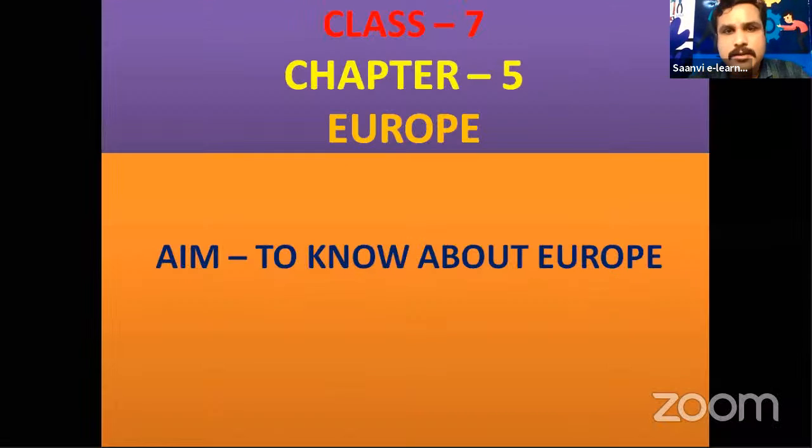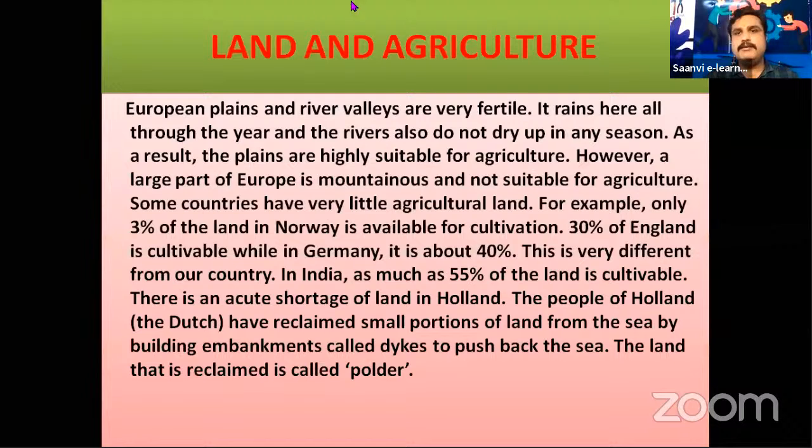Chapter 5, Europe. The aim is to know about Europe, and today's topic is land and agriculture. Let us see what their land is like and what their agricultural activities are. Before we enter this topic, let me remind you that in Europe there are many mountain ranges and the plain area is very small, because plain regions are used for agricultural activities.